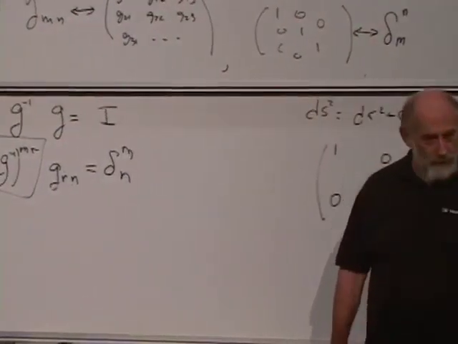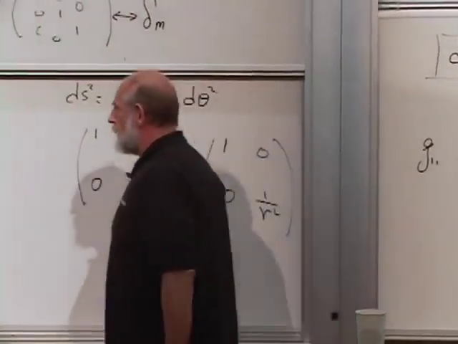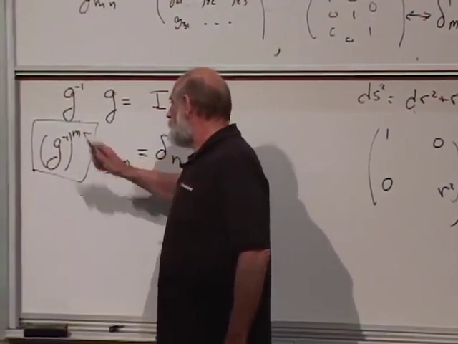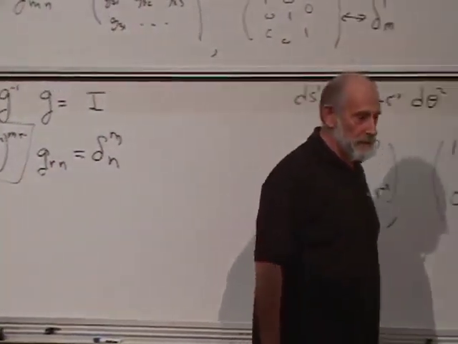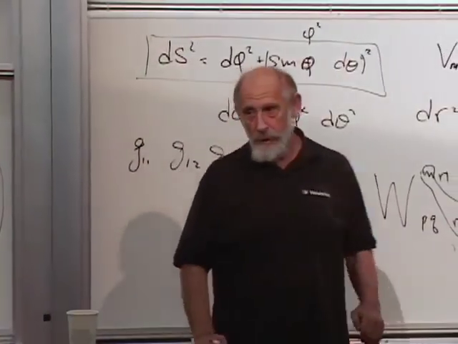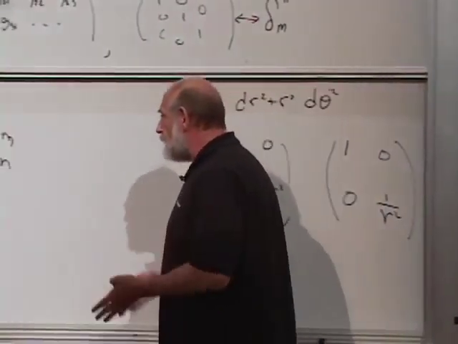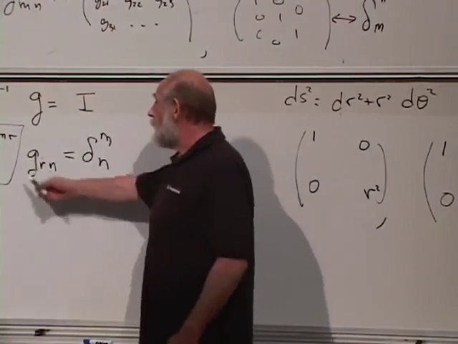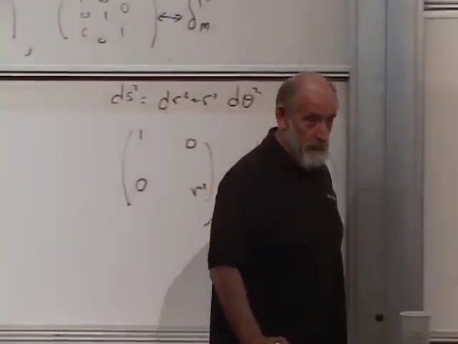The theorem, and this is not a trivial theorem, and I'm not going to do it on the blackboard, is that the set of components of the inverse matrix are themselves a tensor. They're a tensor with contravariant components. So if you take the metric and you invert it as a matrix, it's a collection of components. Those components form a contravariant tensor.